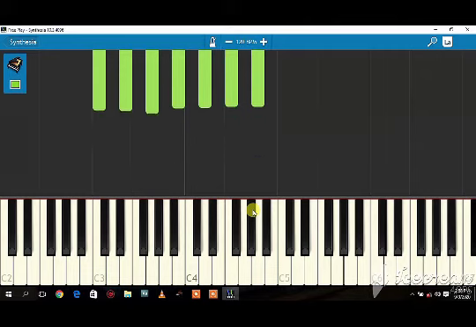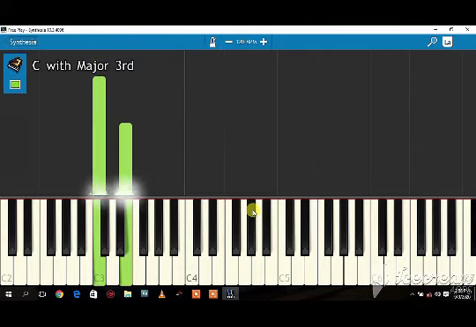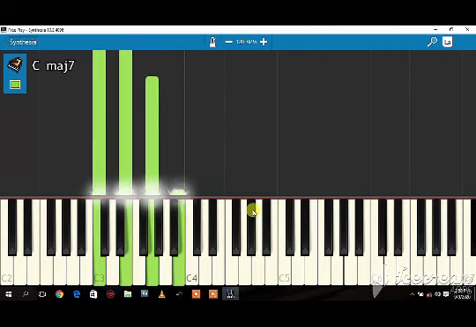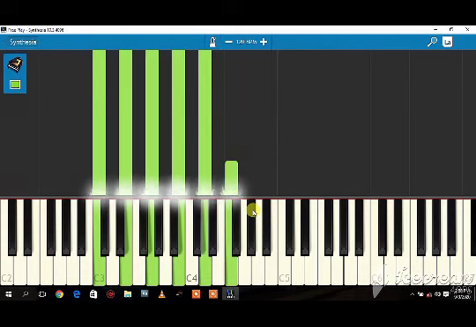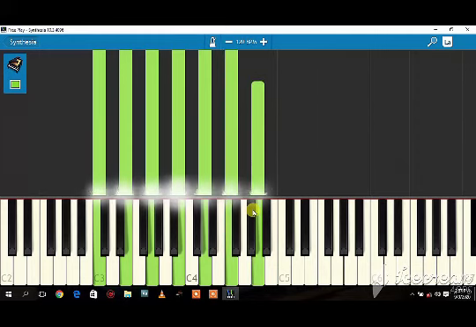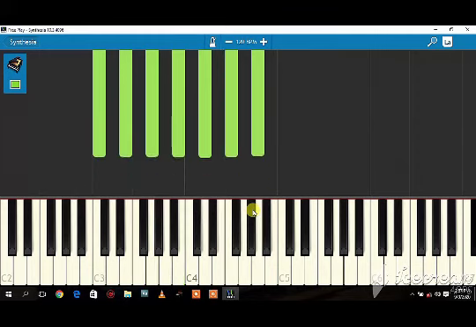So stacking in thirds, you have C, for example, or C major 7th, C9, C11, C13th. So stacking them in thirds.